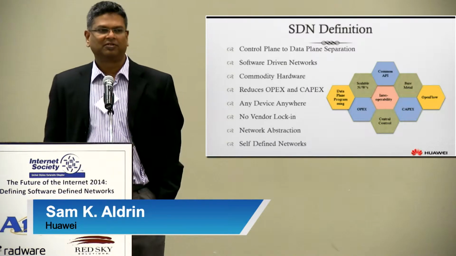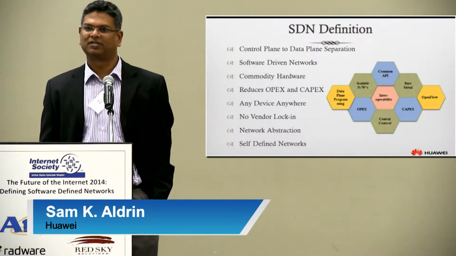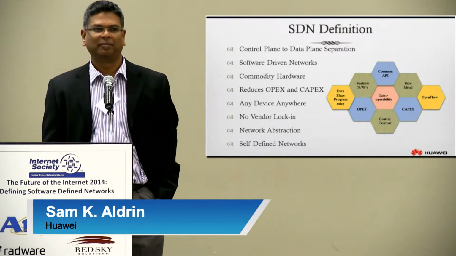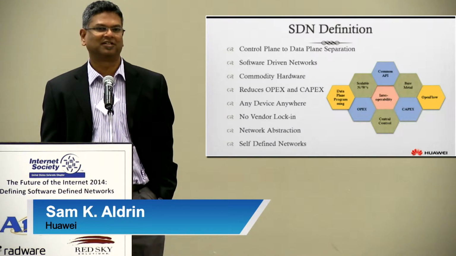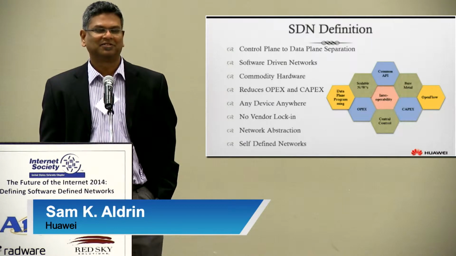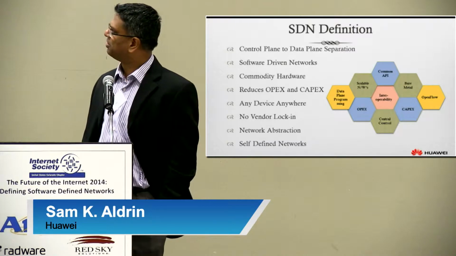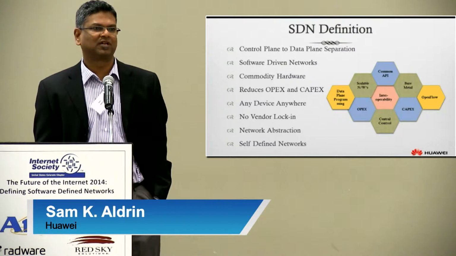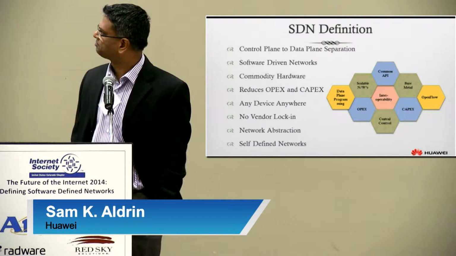Or you might have heard that it's going to reduce OPEX and CAPEX. How low could you go? We were talking about it: the minimum you could go is no OPEX and no CAPEX, right? So that's the maximum you could go. Is that what SDN is all about? Or is it any device anywhere, where you could configure a switch into a router or whatever, right?